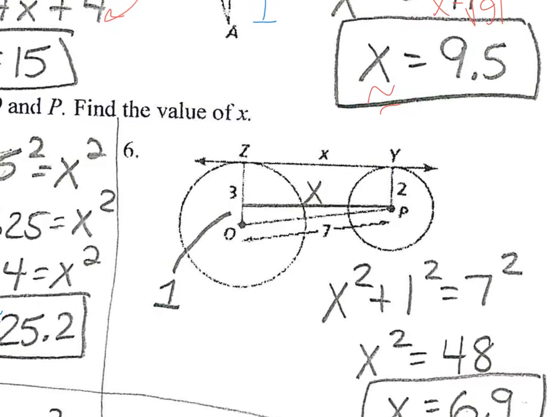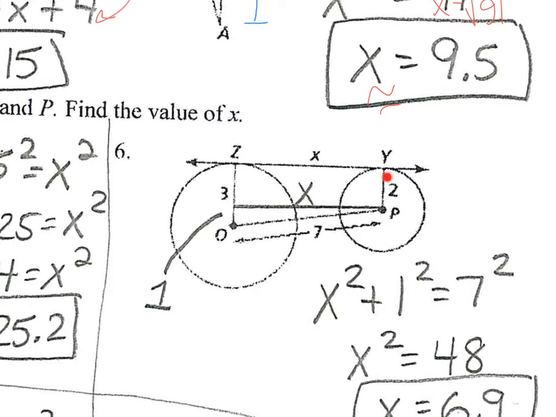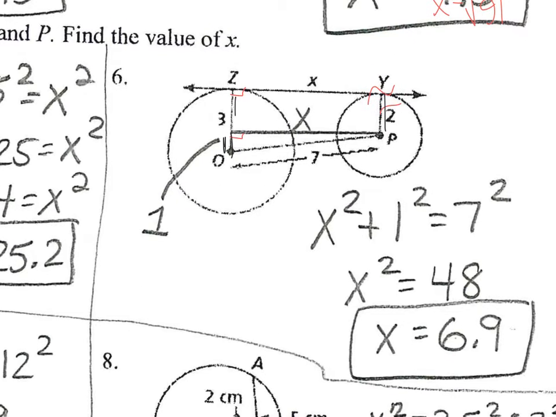So same thing with number 6. Start at the center of the smaller circle and work across. If I draw my 90s in, the hypotenuse is 7. So this distance is going to be 1, because 2 and 1 make 3. And then again, I would write approximately symbols in.